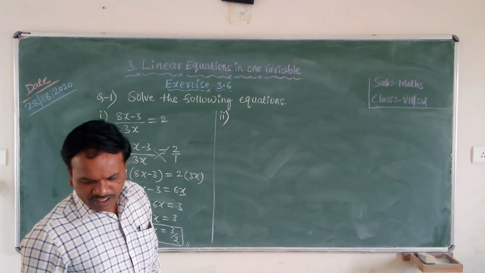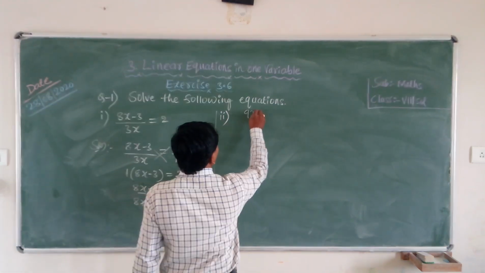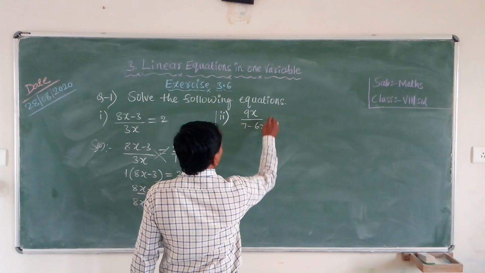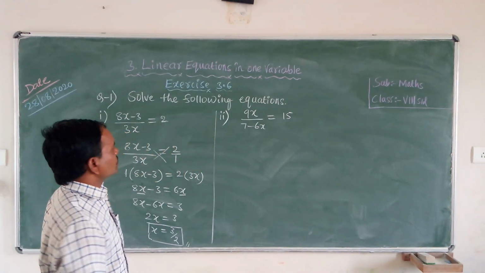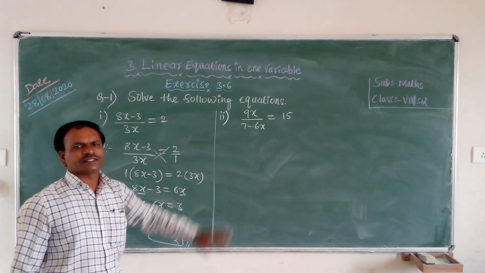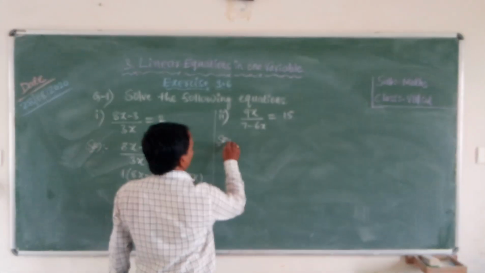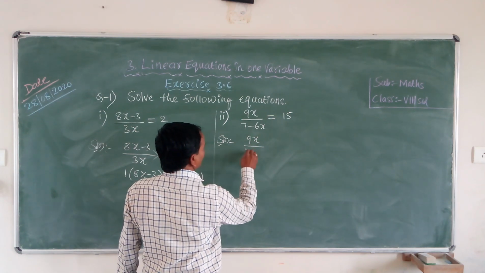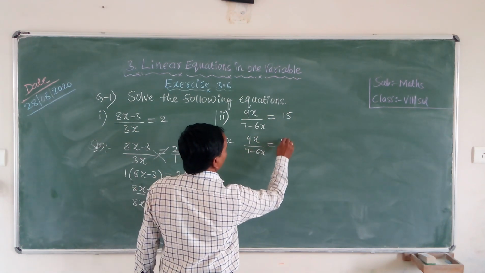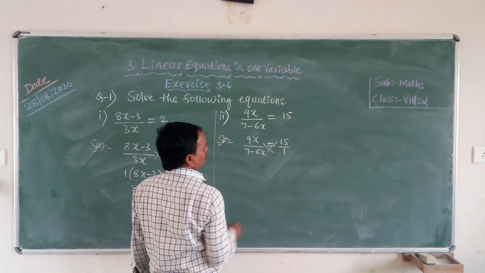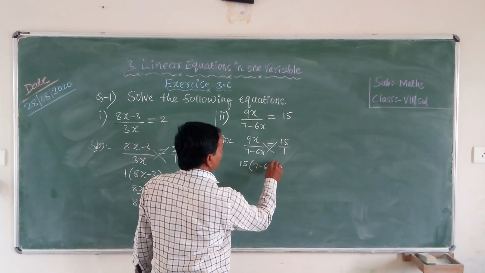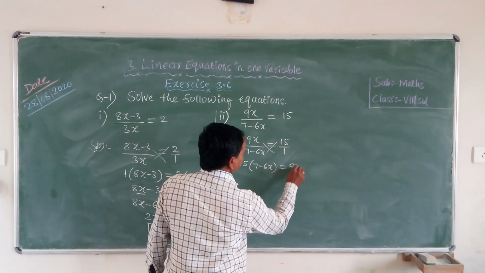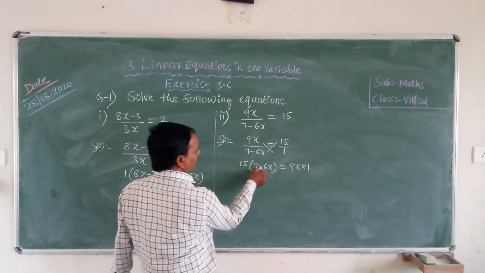The second one is 9x divided by 7 minus 6x is equal to 15. How to solve this? The same method, same simple numbers, only the numbers change. Solution: 9x divided by 7 minus 6x is equal to 15. Whatever the denominator is, it is 1, and then cross multiplication. 15 into the bracket 7 minus 6x is equal to 9x into 1. Simplify this first.